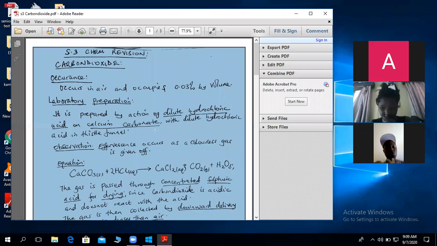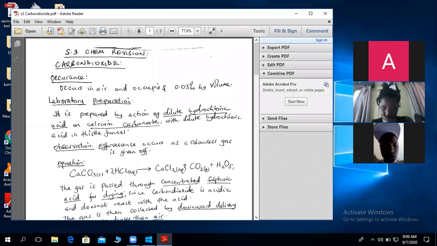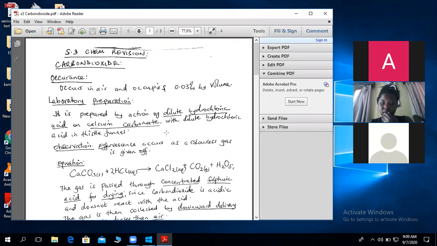we use calcium carbonate and dilute hydrochloric acid, you give us the observation, although sometimes we don't mark this when we have asked for the preparation. But from our knowledge of acids and bases, we know that whenever you add an acid to a carbonate, there is always evolution of gas. The colorless gas is given out, and that colorless gas is carbon dioxide. So we are saying effervescence occurs as a colorless gas is given off, and the colorless gas is carbon dioxide.